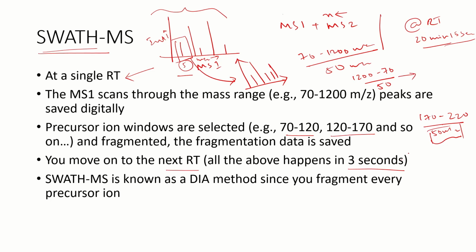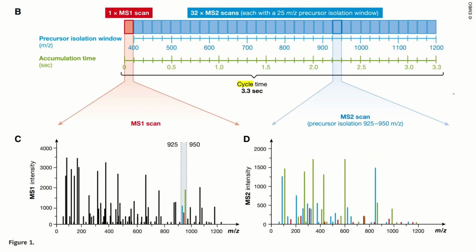So all of this happens in a very small amount of time, 3 seconds for this particular one. Now, the reason SWATH-MS is known as a DIA method is because you are not depending on the data. You have a digital record of the fragmentation information of every precursor ion, regardless of what those precursor ions are. So this is a DIA method.